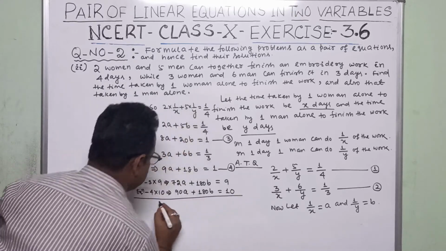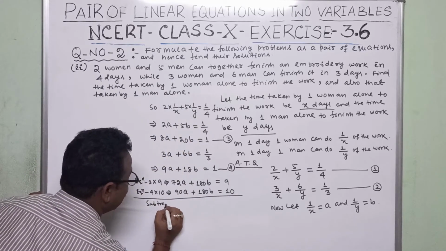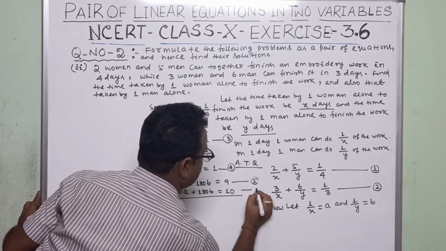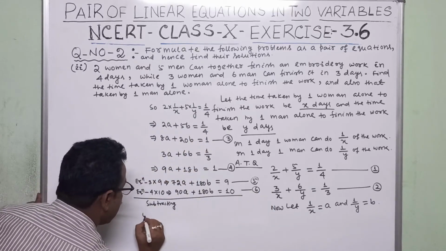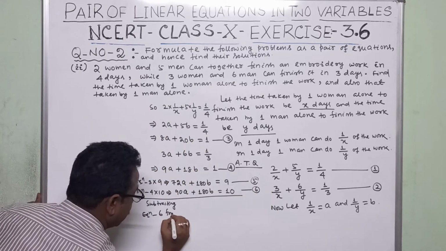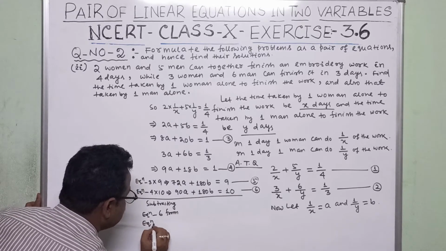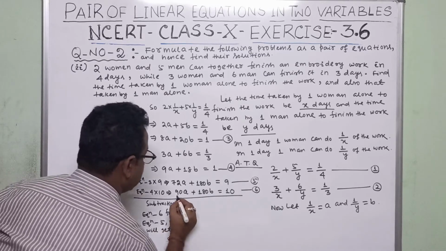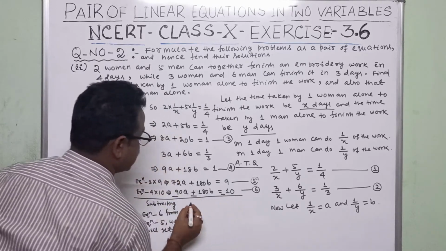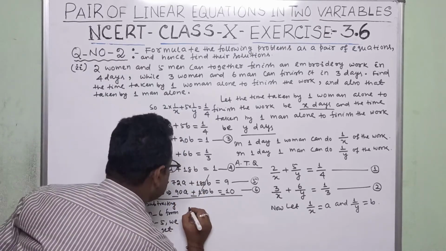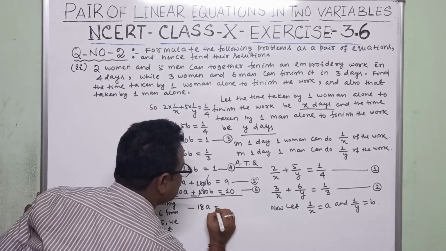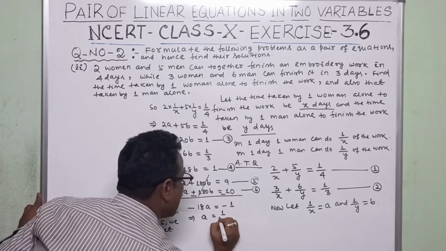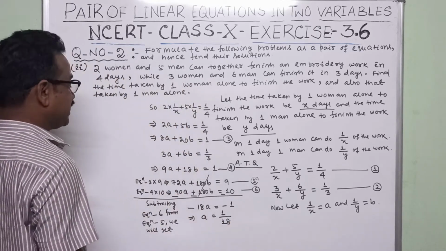Okay. Now subtracting equation 5 from equation 6, we will get minus. So this is cancelled. Now minus 18a is equal to minus 1. That implies a is equal to 1 by 18. a is equal to 1 by 18.